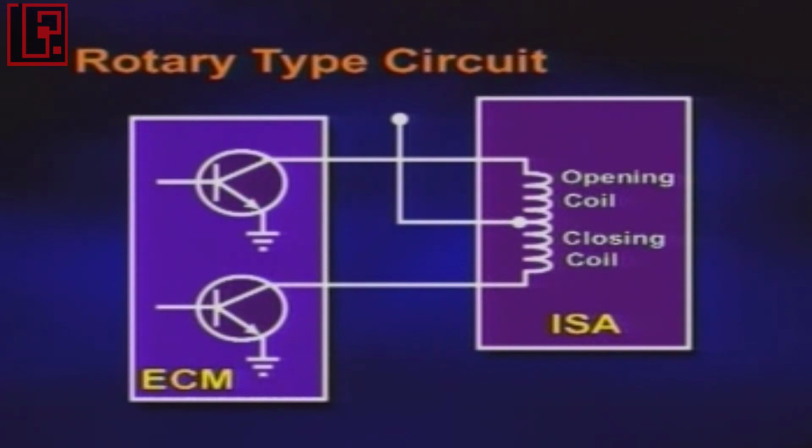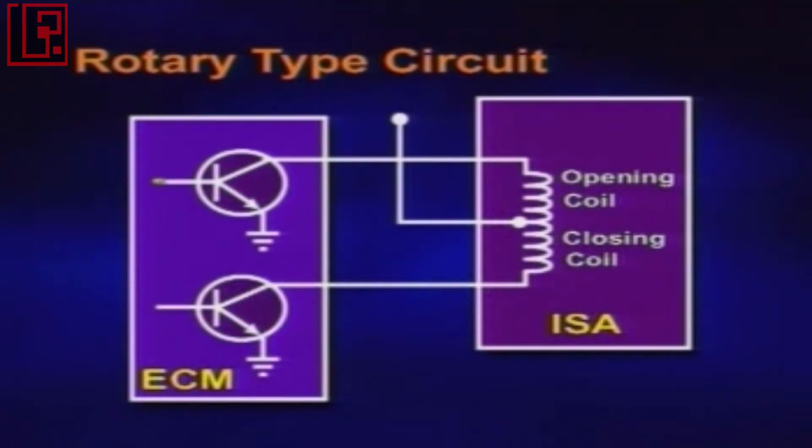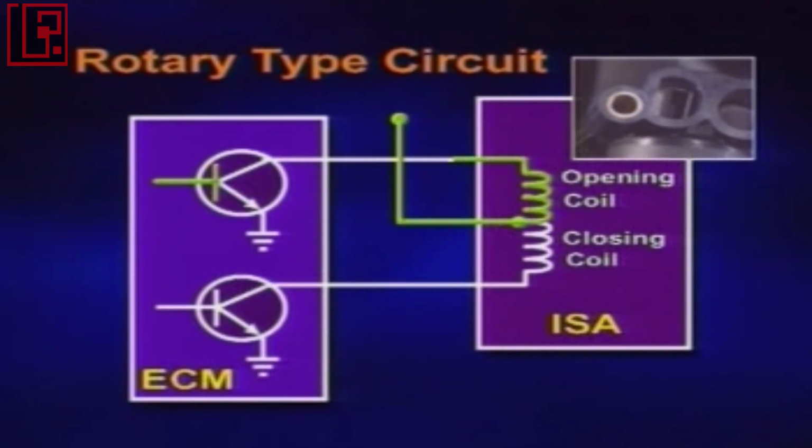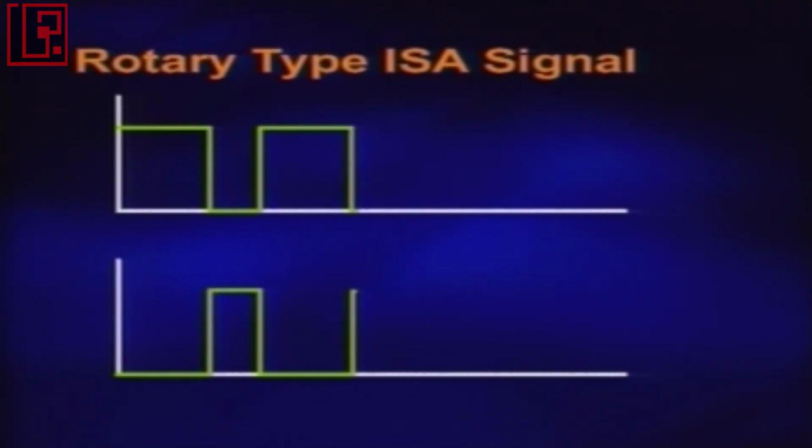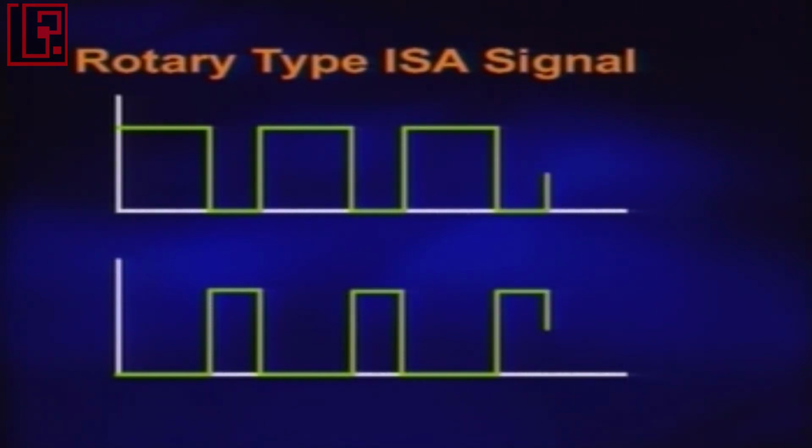The rotary type actuator has two winding coils, whose names are opening coil and closing coil, respectively. The ECM controls the two coils. The opening coil opens the valve. The closing coil closes the valve. Each coil receives opposite signals from each other alternately. In other words, the closing coil turns off when the opening coil is on. On the contrary, the closing coil turns on when the opening coil is off.